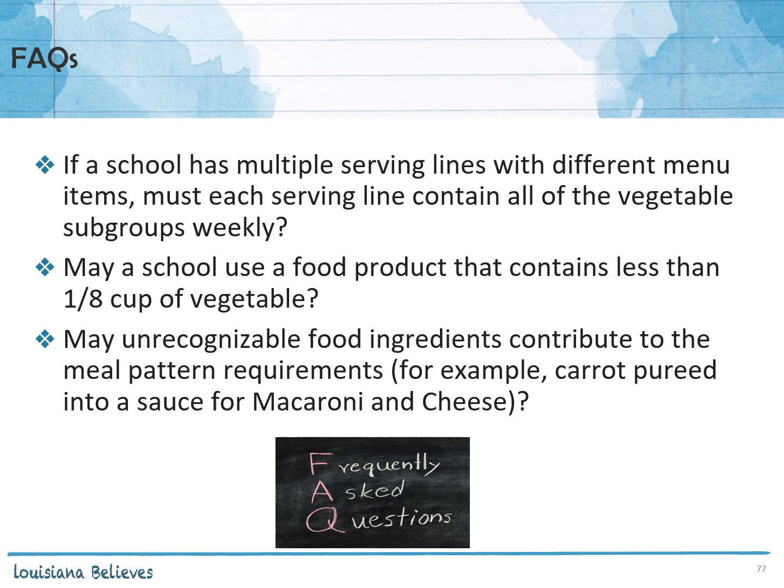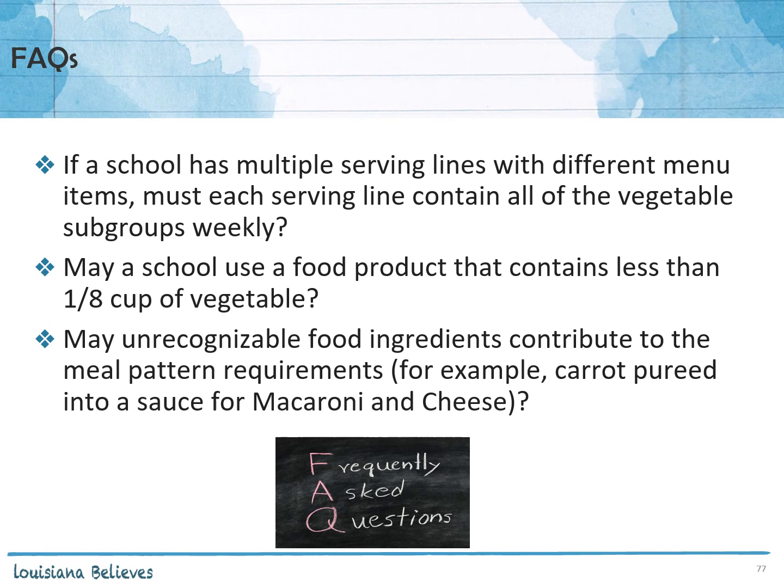May a school use a food product that contains less than an eighth cup of vegetable? Yes. However, the school must offer vegetables in the required minimum amounts each day and over the course of the week from other sources to meet the daily and weekly vegetable minimums. Foods containing less than an eighth cup of vegetable do not count towards the meal pattern requirement.